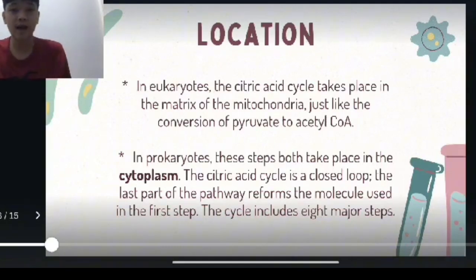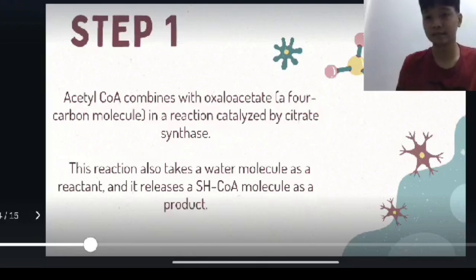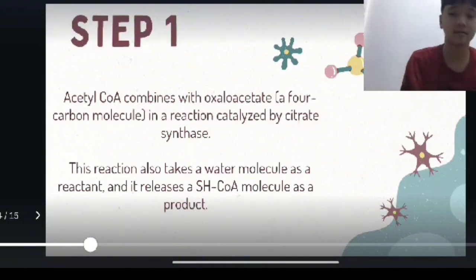So, we have step 1. Step 1, acetyl-CoA joins oxaloacetate, which is a 4-carbon molecule. Our acetyl-CoA is a two-carbon molecule. So, when they combine, we get a 6-carbon molecule. And we have a specific enzyme, citrate synthase, because the product is citric acid.